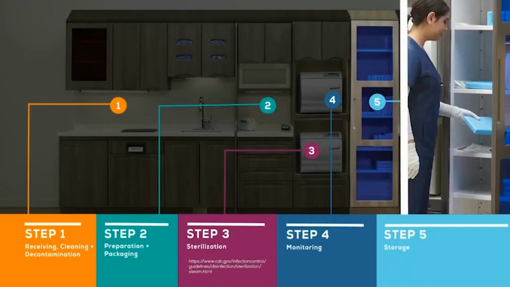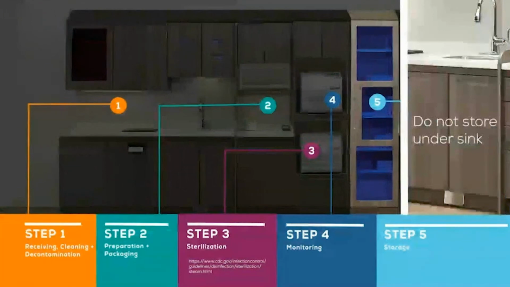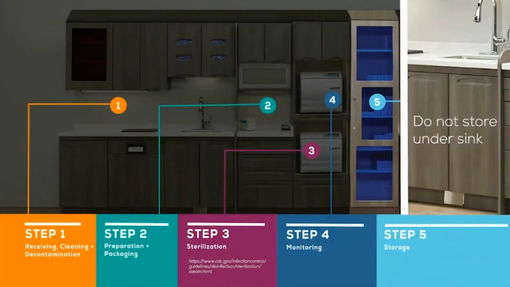Step 5. Storage. The storage area should contain space for sterile items and disposables. Supplies and instruments should not be stored under sinks or in other locations where they may become wet or damaged. If a sterilized package becomes wet, it will need to be reprocessed before it can be used.